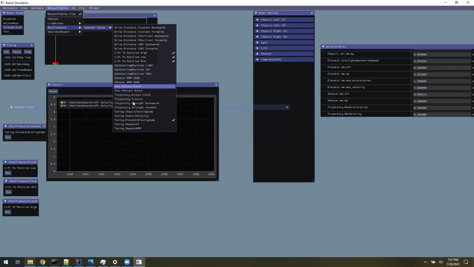So let's just jump into that. We'll just skip the first two guys. So trapezoidal motion profile, what's the first thing that I want to try to get right?